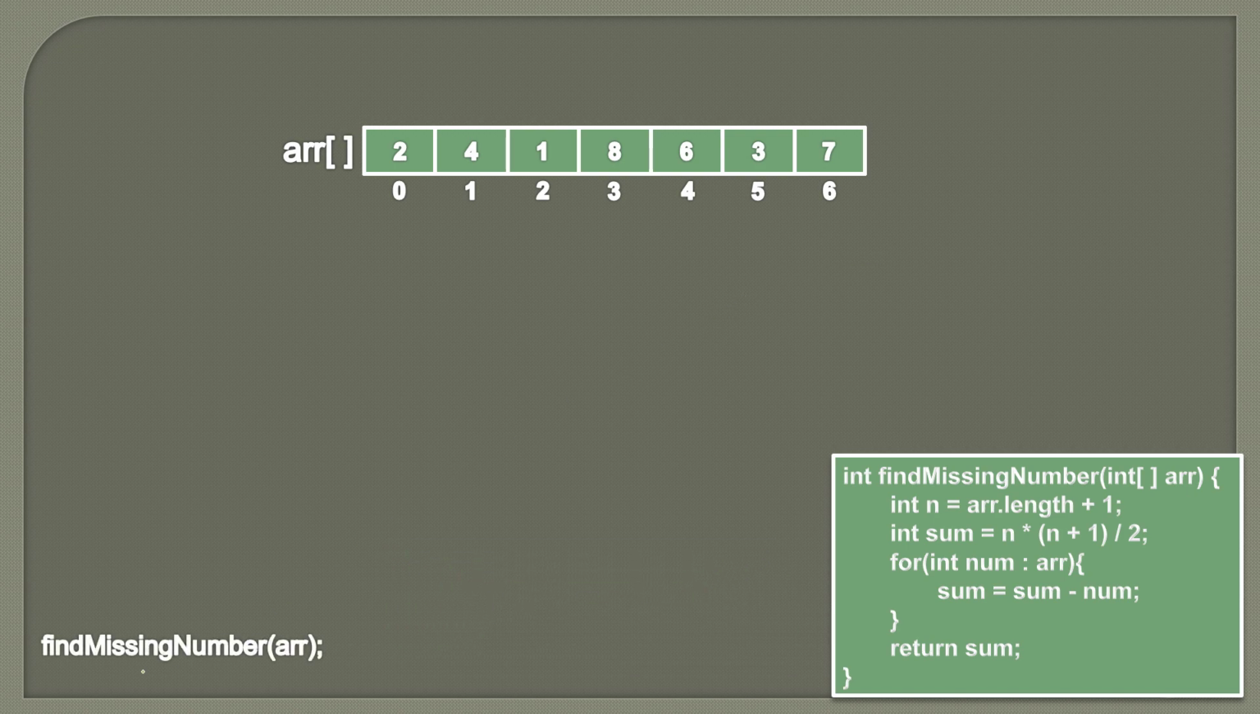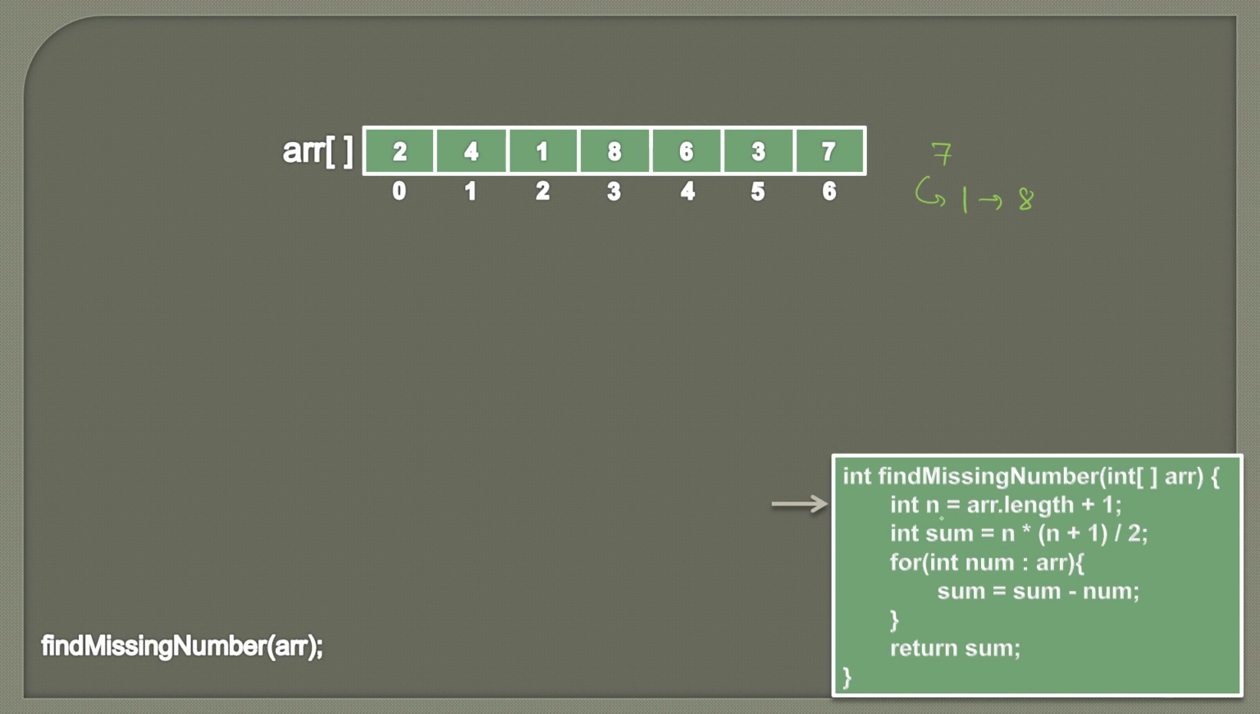So let's say we call find missing number method with this array, and here you can see the size of this array or the length of this array is 7, ranging from index 0 to 6. So if length is 7, we know that the range would be from 1 to 8, and we need to find one missing number in it.